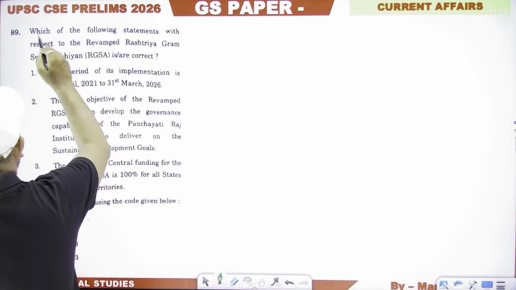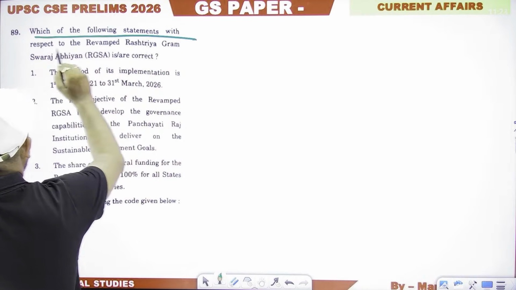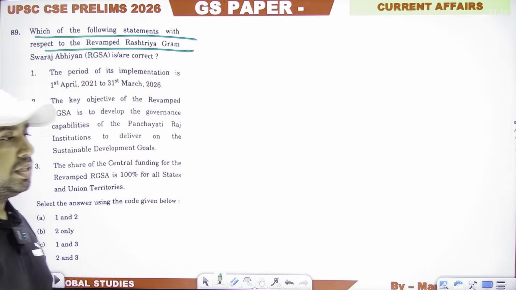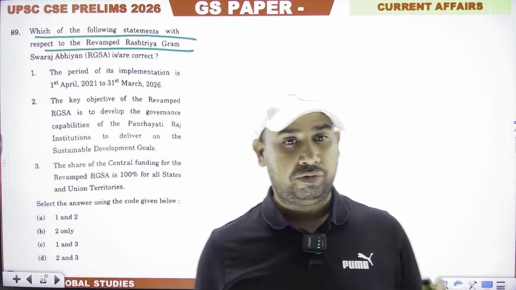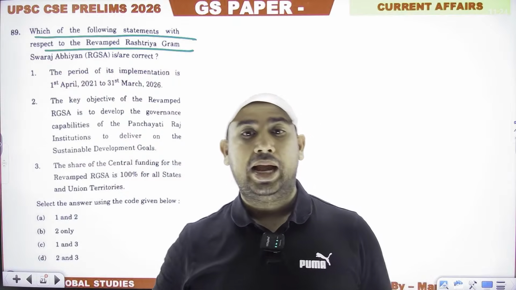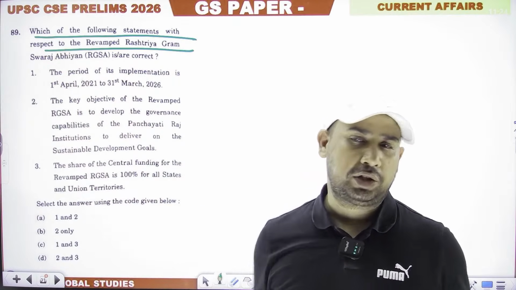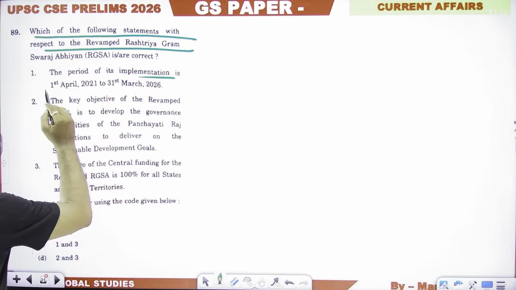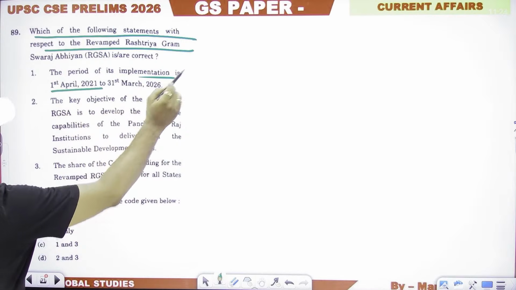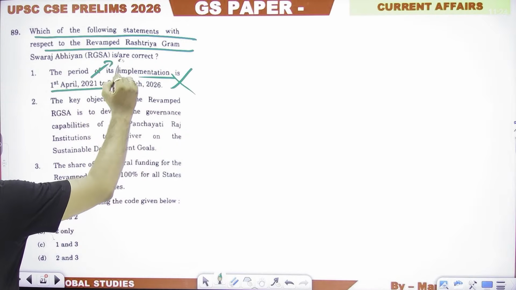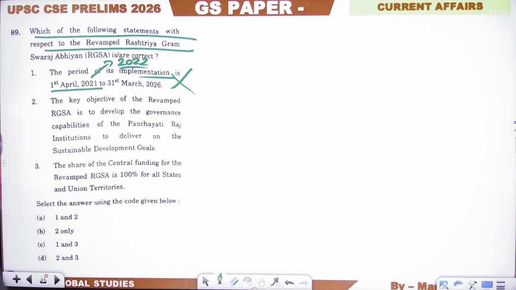Now we move toward the 89th question. The 89th question asks which of the following statements is correct with respect to the revamped Rashtriya Gram Swaraj Abhiyan. The revamped Rashtriya Gram Swaraj Abhiyan was launched on 1st April 2022 and the target was 31st March 2026. On the basis of that, they had asked this question. The period of implementation is 1st April 2021 to 31st March. This is wrong, because it was implemented from 1st April 2022.